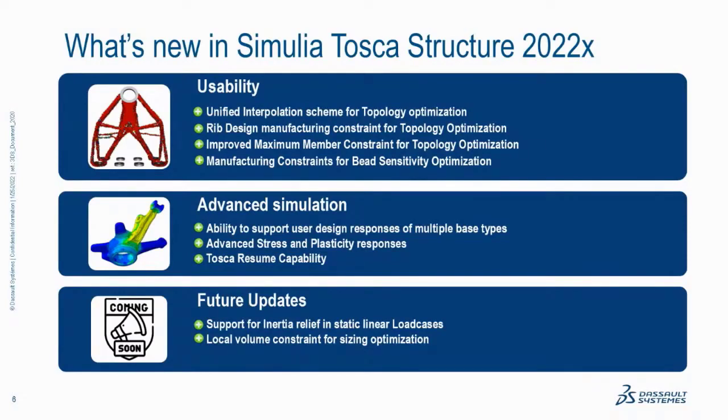Secondly, we are trying to provide more support to the advanced users in terms of the design responses that they can optimize. And we are also trying to give the ability to resume a converged optimization. So to do this, we have implemented support for multiple user design responses with different base types. And then we have some new stress responses and plasticity approximation responses as well. We are also planning to support inertia relief method in this version of Tosca structure.